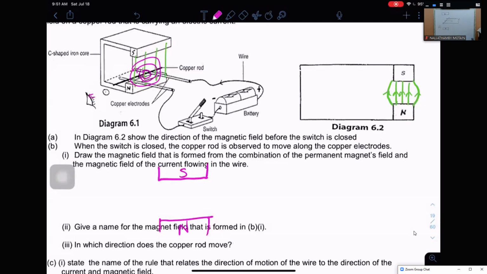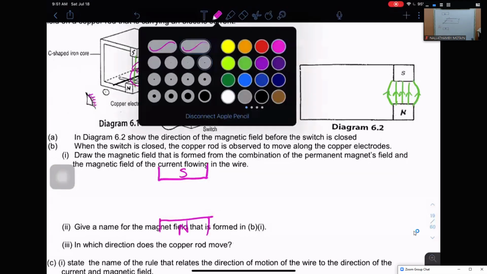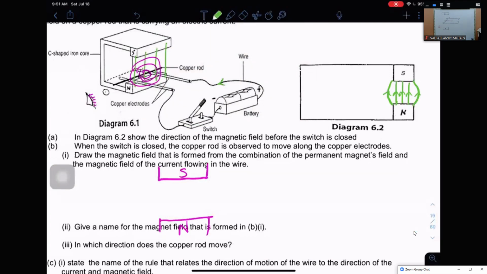So you're observing from here, looking at the conductor. Is the current in or out? See over here, the current is outward. So that means we have to put what?